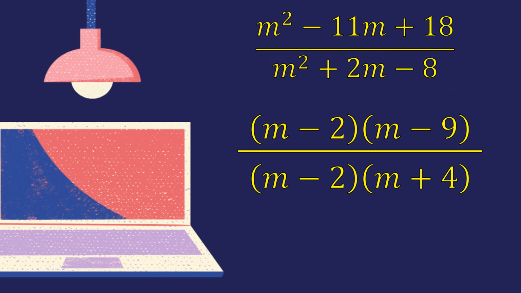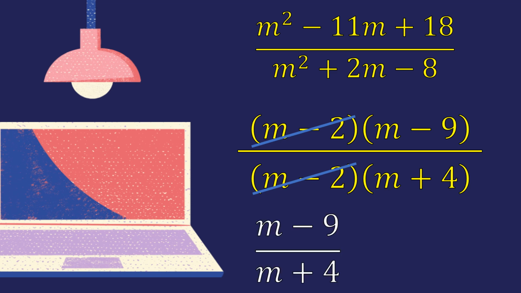Now we are ready to cancel or divide out our common factors. So we can cancel m minus 2. The simplified form now of the given rational expression is m minus 9 all over m plus 4.